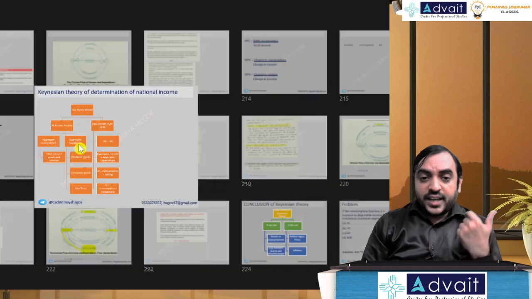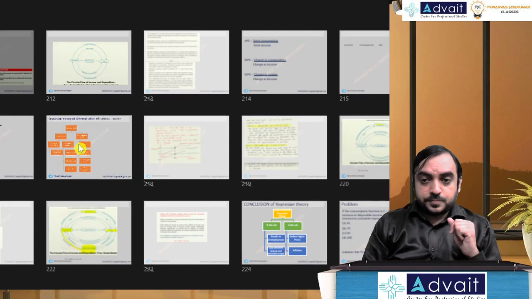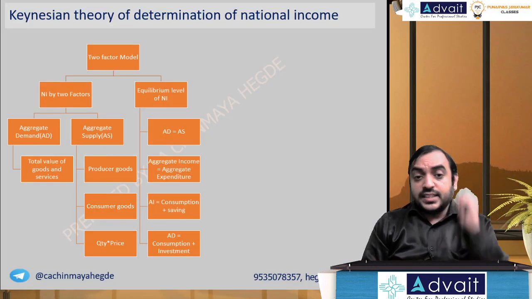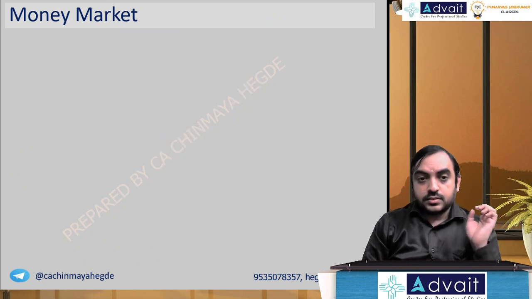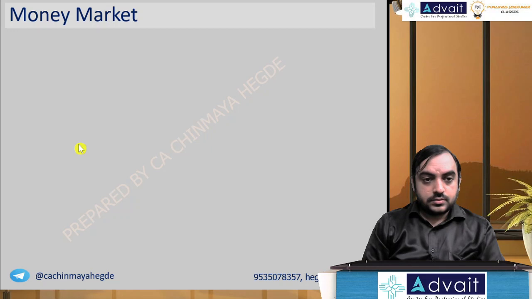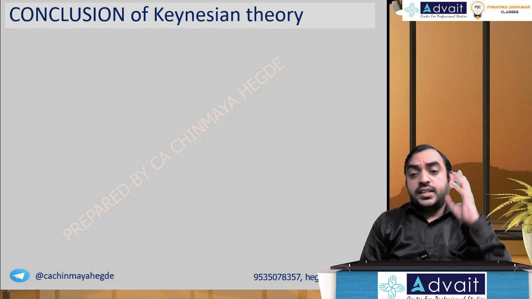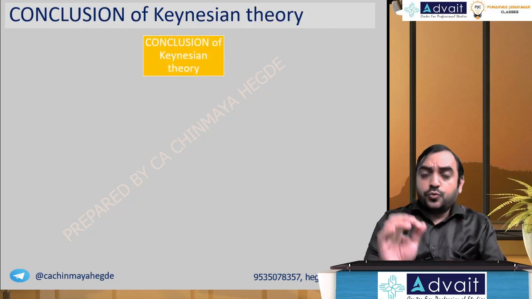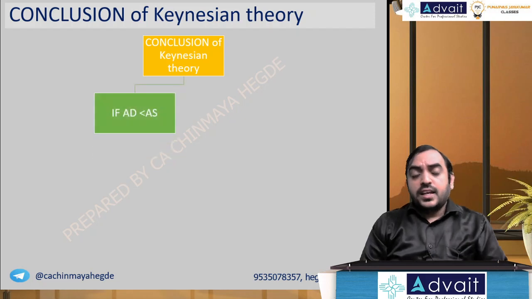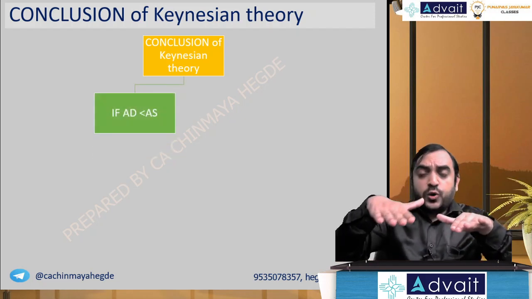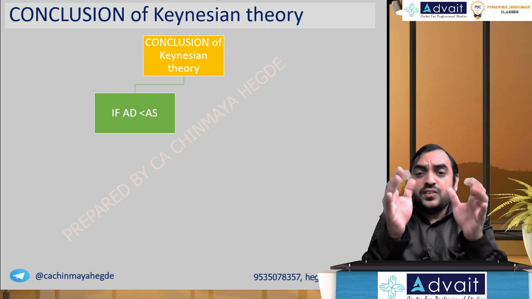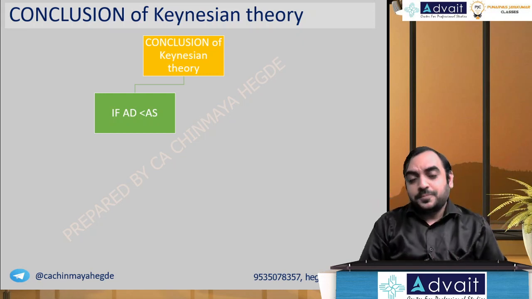So what they are trying to tell you ultimately is, this is the conclusion of Keynesian theory. Aggregate demand should be equal to aggregate supply. If that happens, there is an equilibrium point.